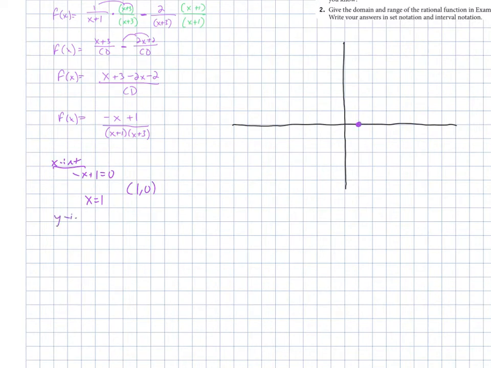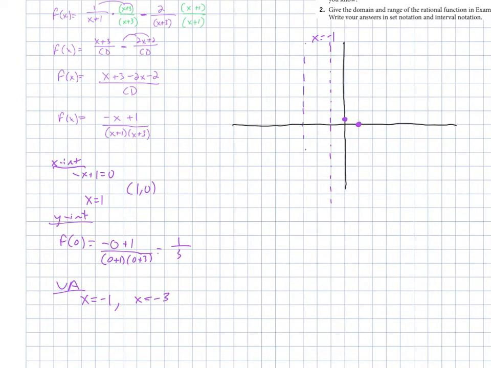What about my y-intercept? Well, my y-intercept is going to be at f of 0. So that's negative 0 plus 1 over 0 plus 1 times 0 plus 3. In this case, that's 1 over 3. So 0 comma 1/3. I can plot that point. My vertical asymptotes are where the denominator equals 0. So that's x equals negative 1 and x equals negative 3. So x equals negative 1, draw that in again with a highlighter or a dashed line. And then again, x equals negative 3.